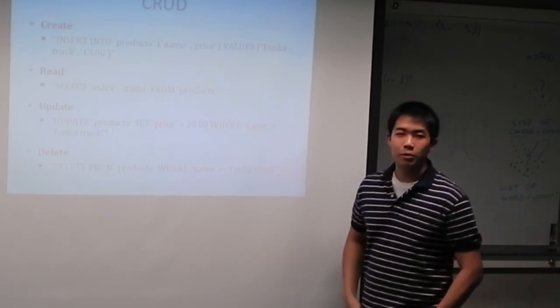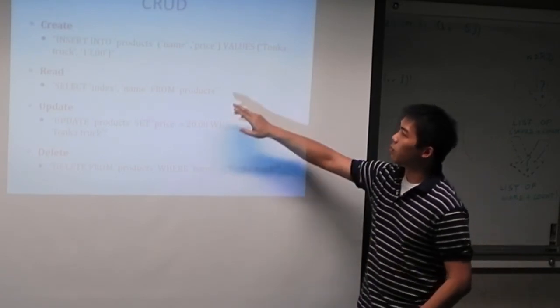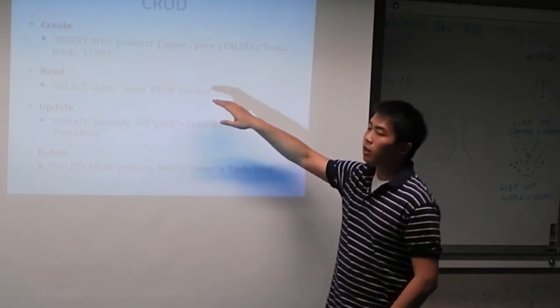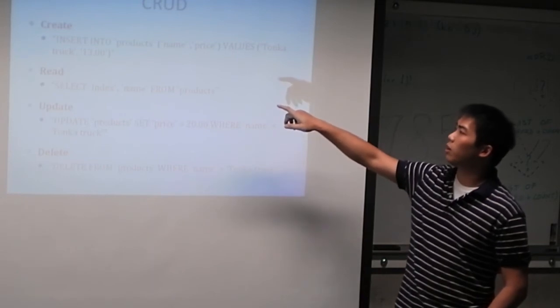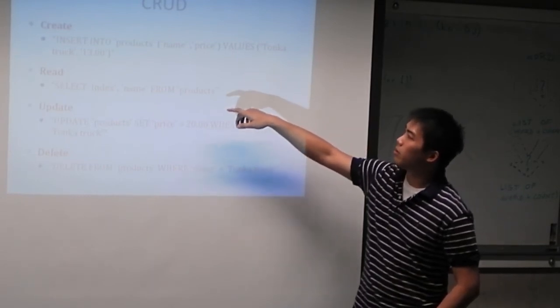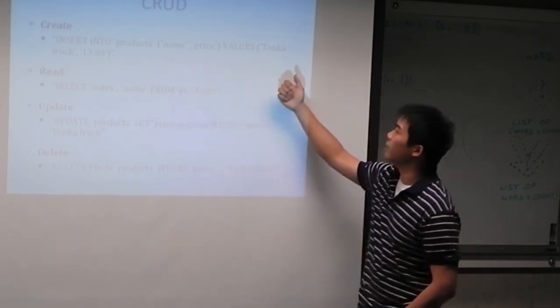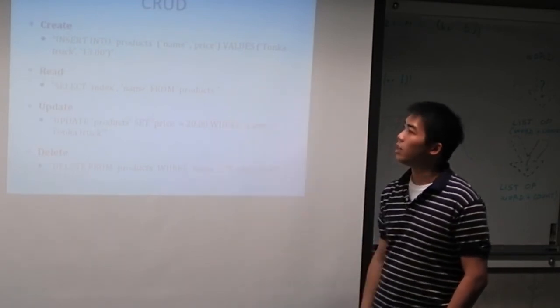But just to prime you for what you're about to get a taste of, we have creates which allow you to insert rows into the table. And in this case, we're going to insert a row into the products table where we're going to specify a name and a price. And in this case, the values of the name and price are Tonka and $13.